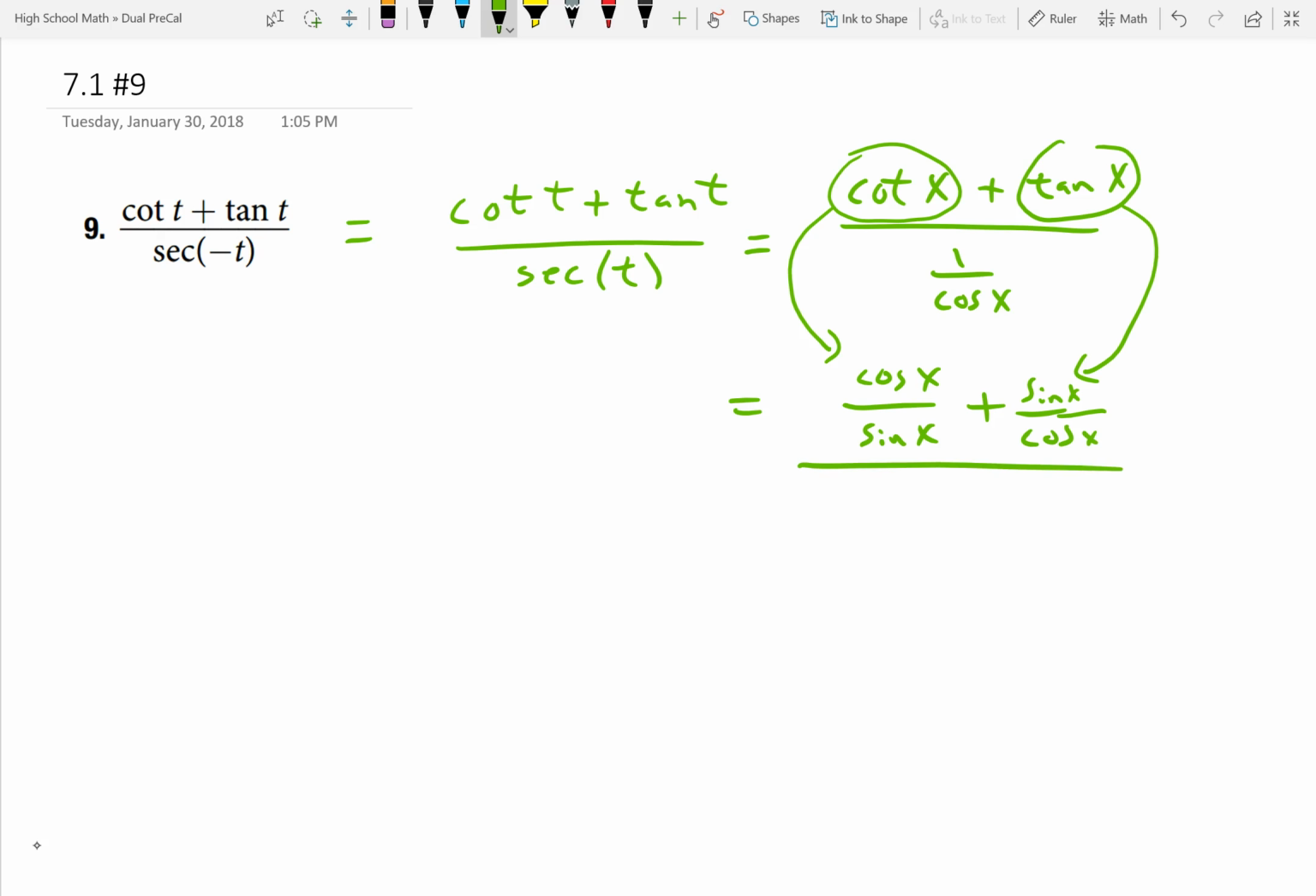The denominator is 1 over cosine. Alright, I'm now going to invert and multiply. Flipping this over and multiplying by each of those top two terms. Cosine of x times this first term would be cosine squared x over sine x. Multiplying cosine times this, the cosines will cancel, leaving just sine x. Okay.